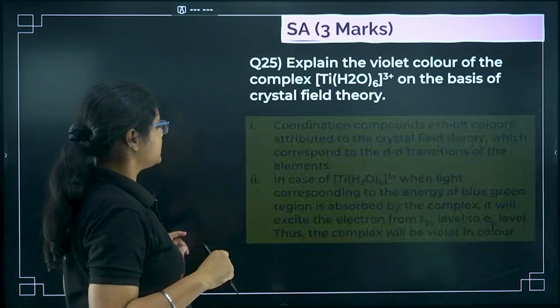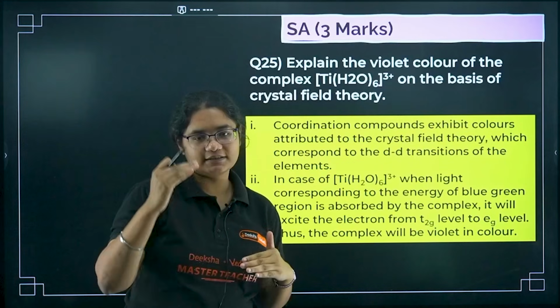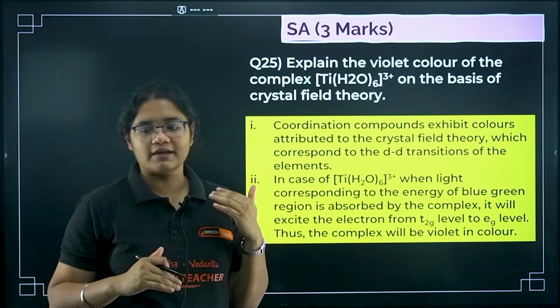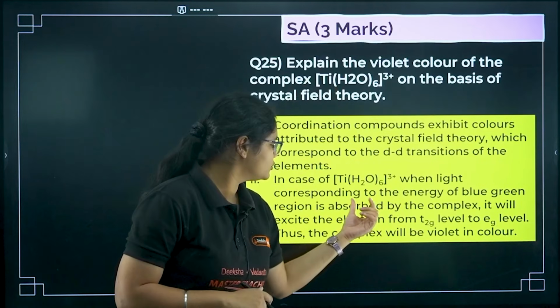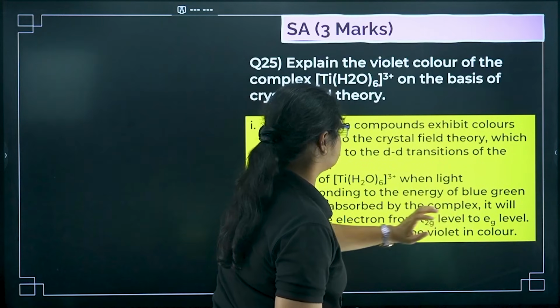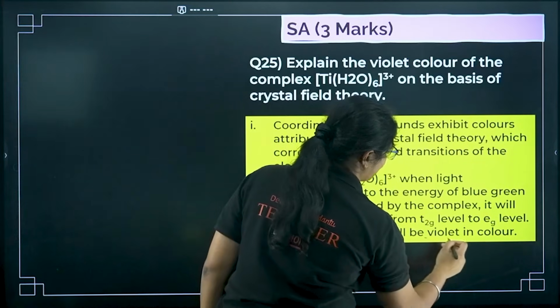So you can see here that coordination compounds can exhibit colors. The reason is the crystal field splitting, and in that we have this d-d transition. Now in case of titanium, what happens? It absorbs this blue-green color, and that is why it is visible to us as violet color.